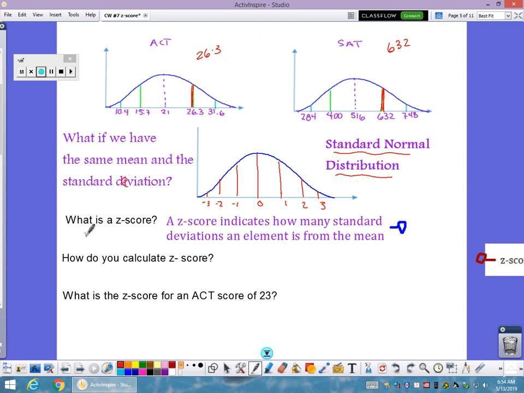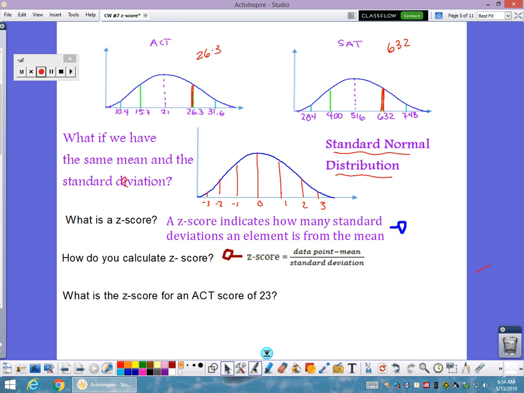We don't see many z-scores more than 3 or 4, and less than -3. So our table only goes from -3.4 to +3.4, because those are very, very unusual. All right, how do you calculate a z-score? So the formula is here. It's also on your formula sheet, so it's not something you have to memorize, but you're going to use it so much, I hope you will.